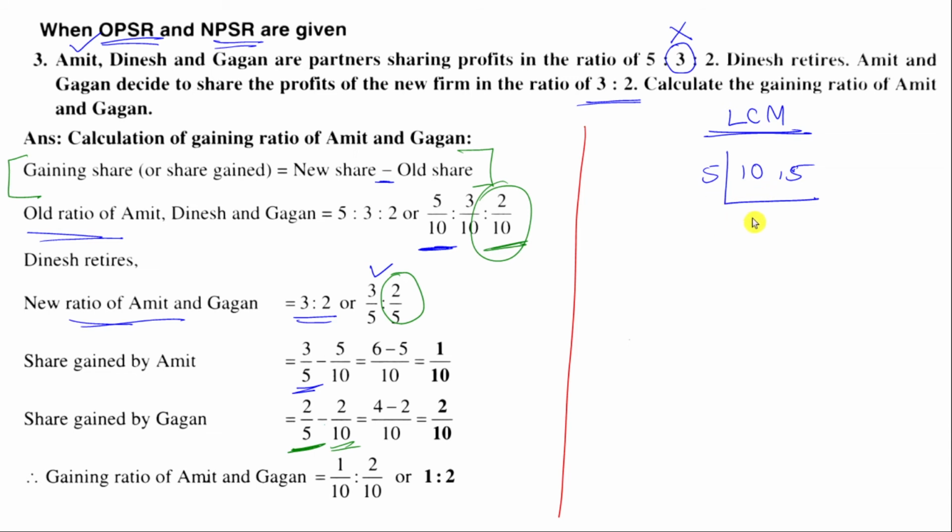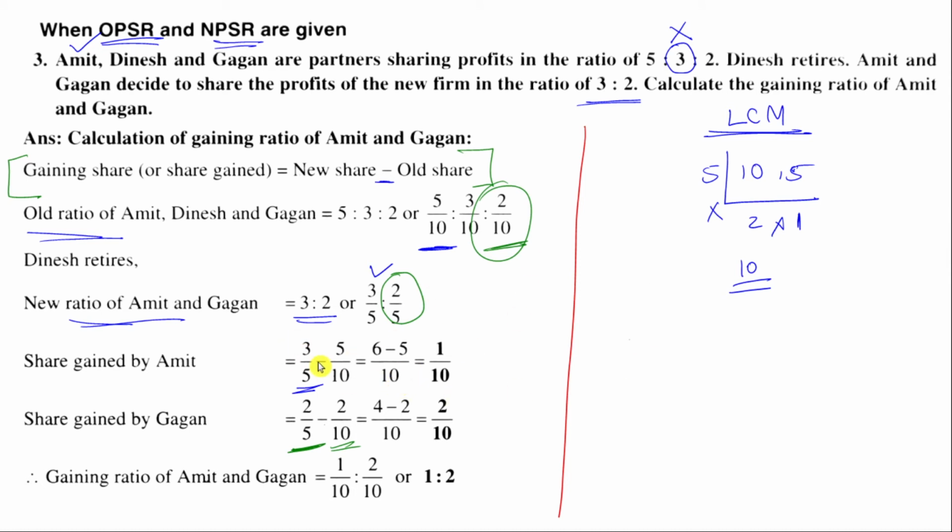5 twos are 10, and 5 ones are 5. Further, it won't divide by a single number, so we'll multiply: 5 into 2 into 1, that will become 10 as the LCM. So the LCM is 10. We need to put the LCM as 10 here.